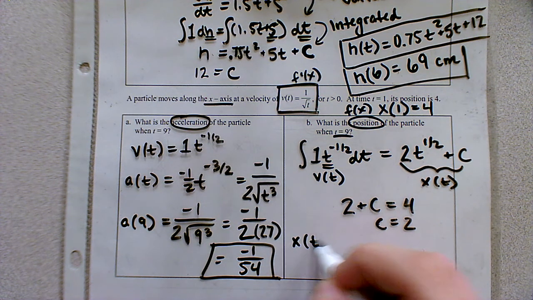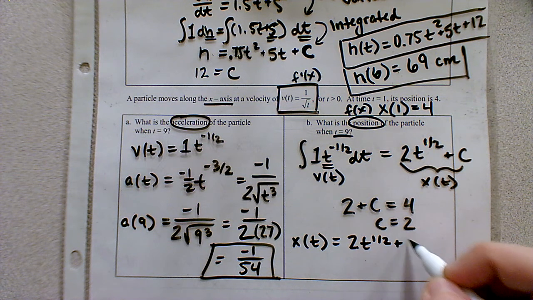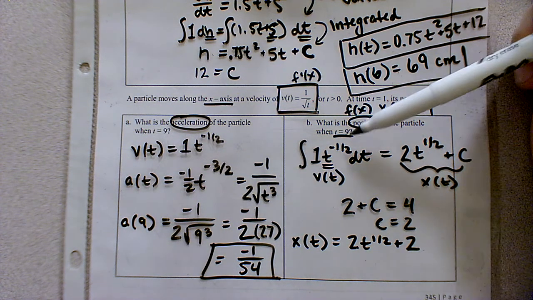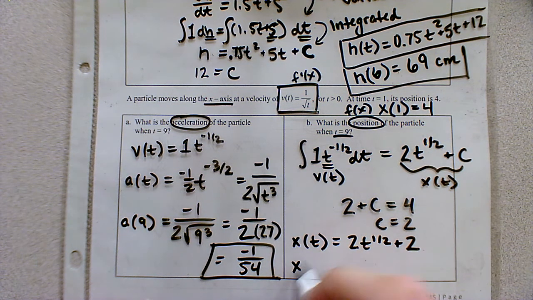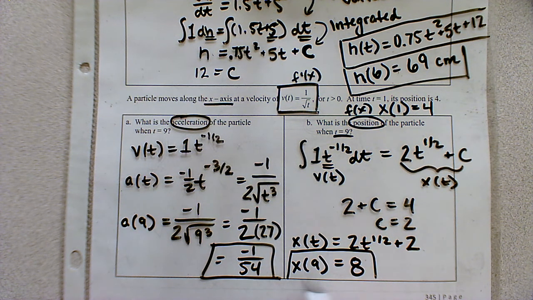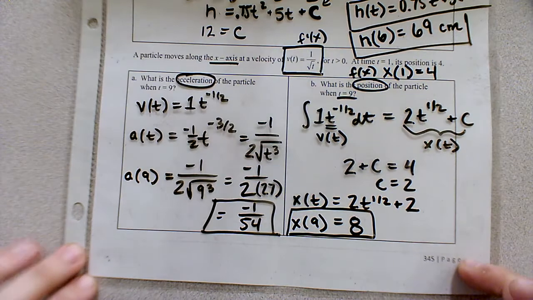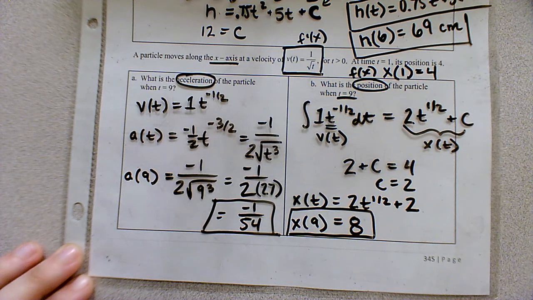So let's go ahead and write our position function as 2t to the 1/2 plus 2. They want us to evaluate this at 9. So I'll go ahead and plug in 9. The square root of 9 is 3, times 2 is 6, plus 2 is 8. Alright, looks good.